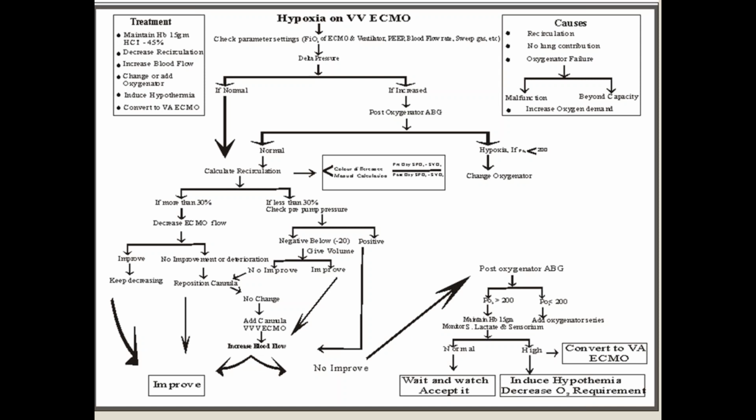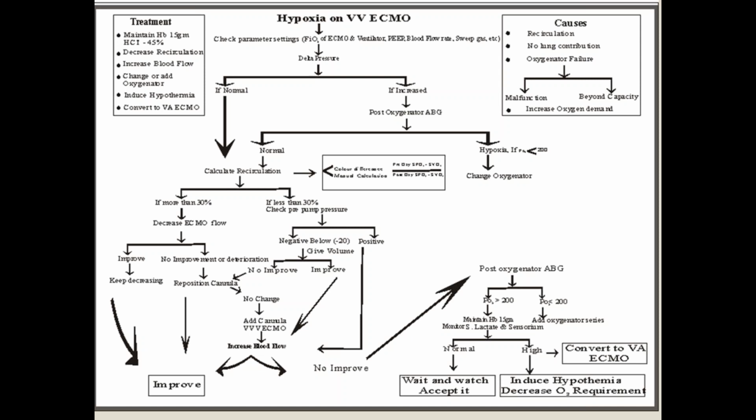So how do you calculate recirculation? You see the color of the tubes. And the second thing is you can measure recirculation by a formula: pre-oxy saturation minus venous saturation, over post-oxy saturation minus venous saturation. The fraction of this becomes the recirculation.